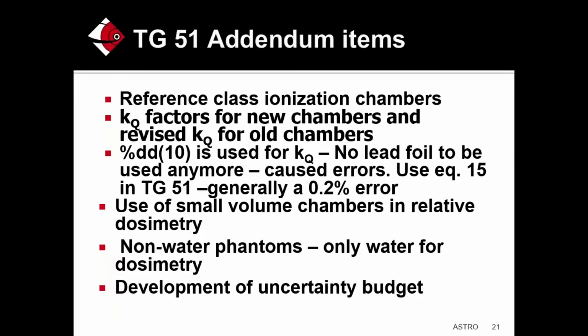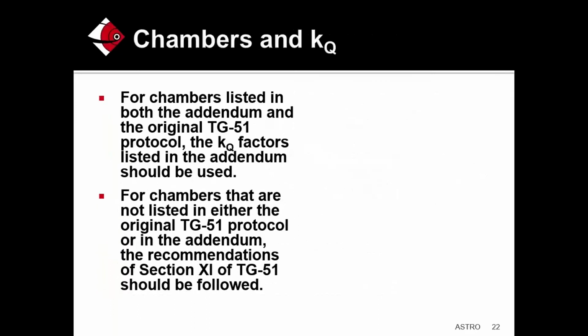Use small volume chambers and relative dosimetry. The exception, again, you have to decide this, is maybe the A26. Non-water phantoms, nope. Only water for dosimetry, especially when you're doing your yearly. Checking monthly checks, that's fine. And you want to develop an uncertainty budget. Now this is new for a lot of physicists. I will show you what uncertainty is about here, but look at table 2 again of the addendum.